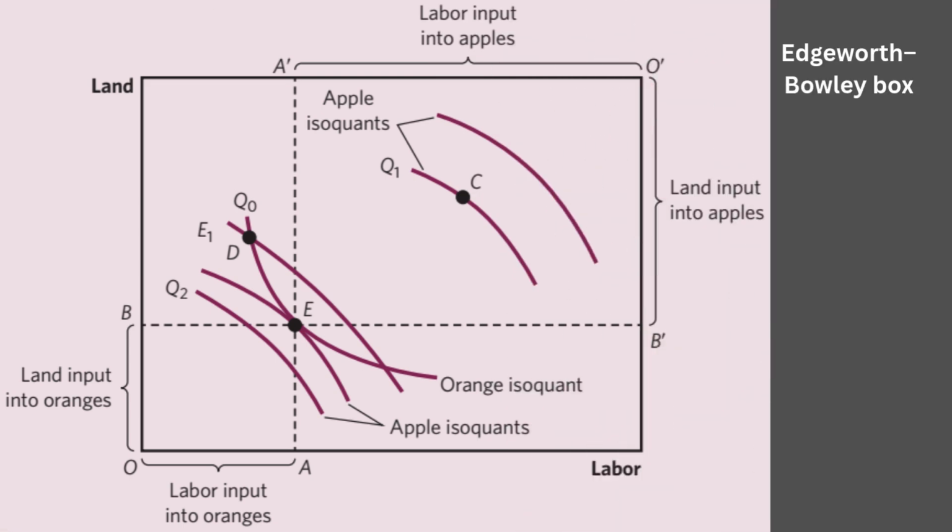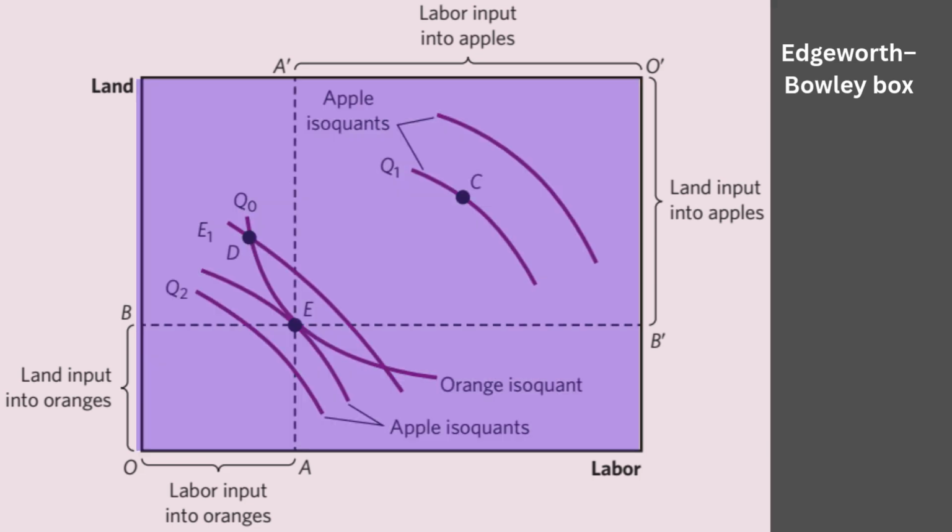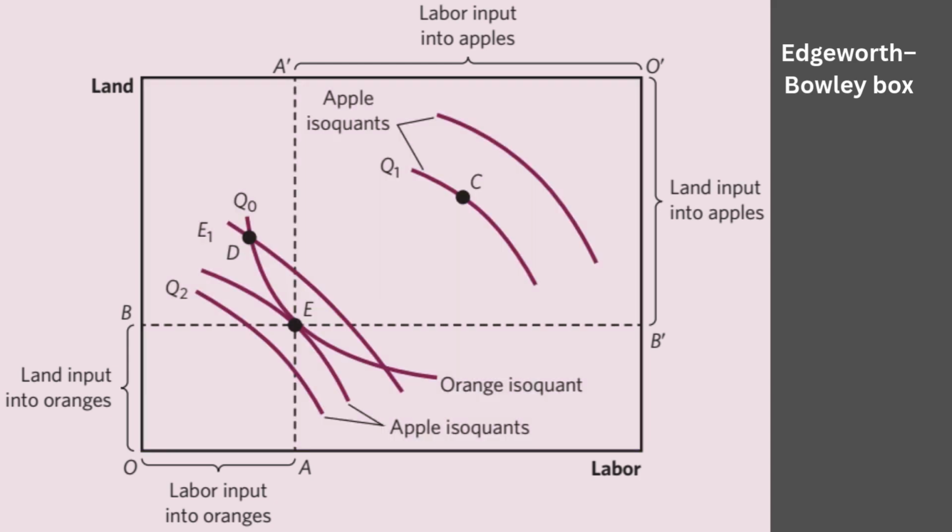This shows how fixed resources like land and labor are allocated between two goods. In our case, apples and oranges. Resources for orange production are measured from the bottom left corner. Resources for apples are measured from the top right. In this box, each point represents a specific allocation of inputs between the two goods. Isoquants for apples and oranges are drawn to show how much of each can be produced.